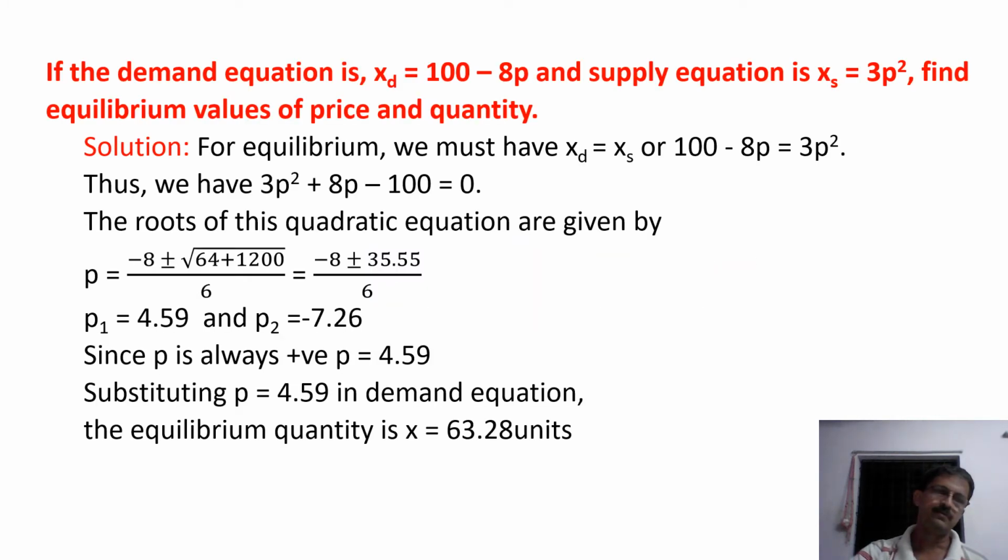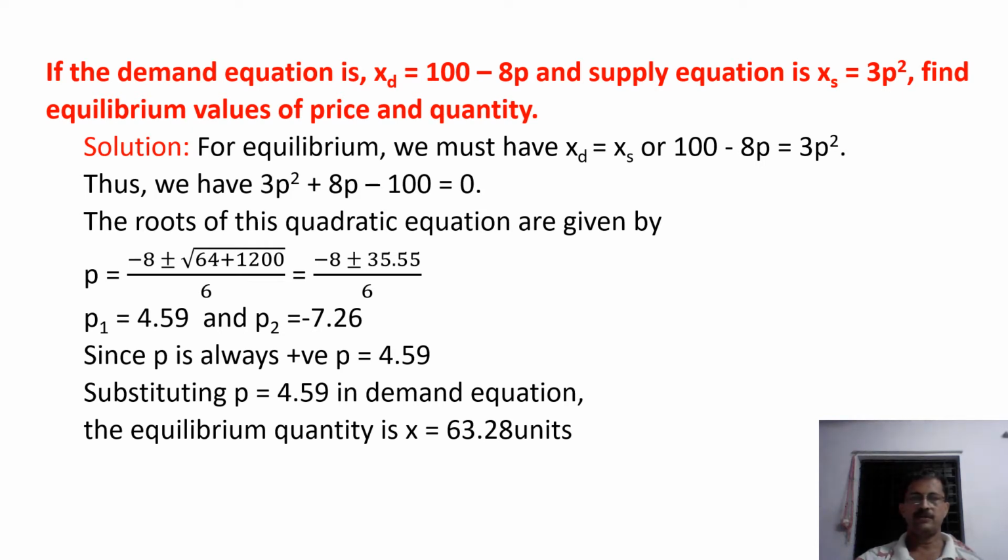First problem: if the demand equation is Xd equal to 100 minus 8p and the supply equation is Xs equal to 3p square, we have to find the equilibrium values of price and quantity. Friends, we know that the quantity of goods demanded is equal to the quantity of goods supplied at equilibrium. So Xs equated to Xd, we get a quadratic equation 3p square plus 8p minus 100 equal to 0.